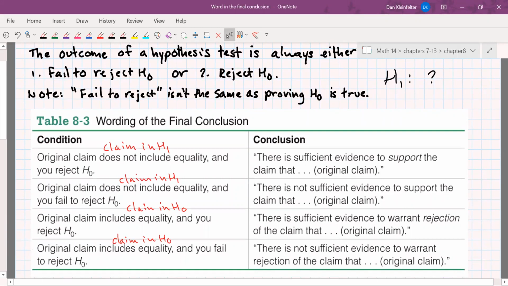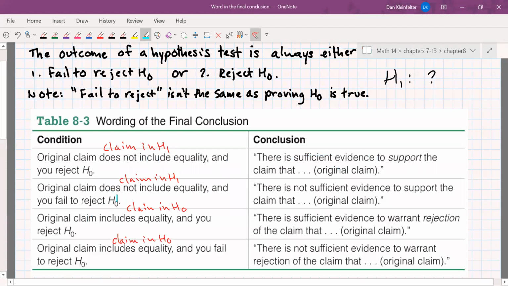Okay, depending on how our original claim is written, that will determine for us how we're going to write the conclusion. So depending on whether the claim, what it is that we're trying to establish, is in the alternative hypothesis or in the null hypothesis, that's going to help dictate the wording of our conclusion. If the original claim does not include equality and you end up rejecting the null hypothesis, and the claim is the alternative, then that means that there is sufficient evidence to support the claim, which is in the alternative hypothesis.